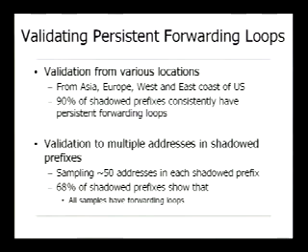For each /24 prefix, we also sampled about 50 IP addresses to verify whether the result was only because we sampled 2 IP addresses in our experiments. We found that almost 70% of shadowed prefixes show that all additional sampled IP addresses still have persistent forwarding loops. So this validated that persistent forwarding loops really exist in the internet, and they impact a lot of routable IP addresses.